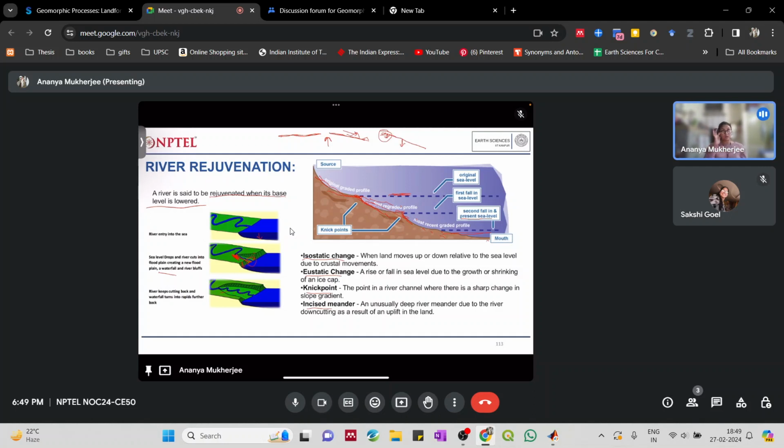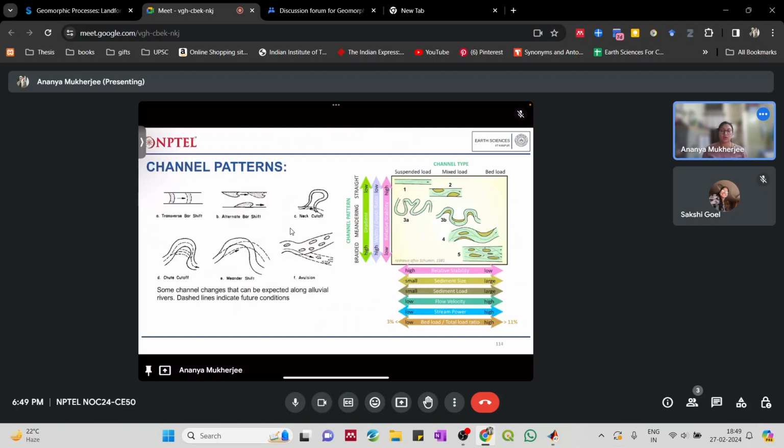So now we saw the normal cycle of erosion, and at what point this cycle of erosion can be reverted or aggravated with the change in the slope of the region, by either uplift or the fall in the sea level. So now we come to channel patterns.